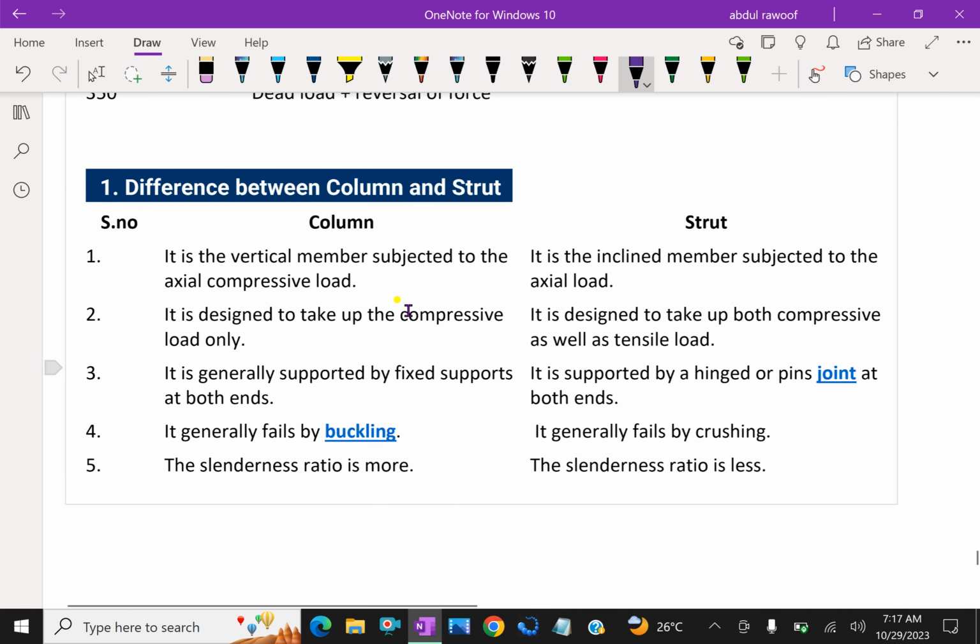Difference between column and strut. A column is a vertical member subjected to axial compressive load. A strut is an inclined member subjected to axial load. A column is designed to take up compressive load only, but a strut is designed to take up both compressive as well as tensile loads.